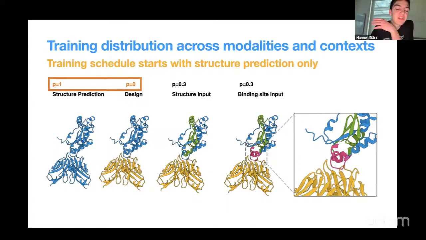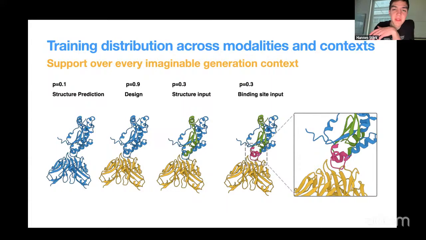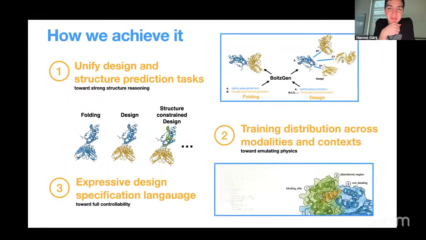When we only train with structure prediction, the latter two tasks are not happening at all. Only if we're doing design do we then go into the next part of the tree, so to say, and with some probability feed the structure as input, and with some probability feed the binding site as input. Yeah, maybe I should make this a bit clearer. It's a bit confusing that this doesn't add up to one here.